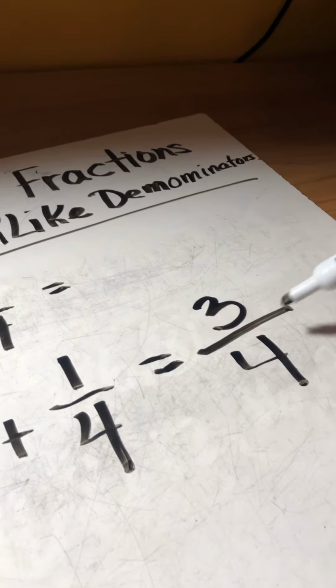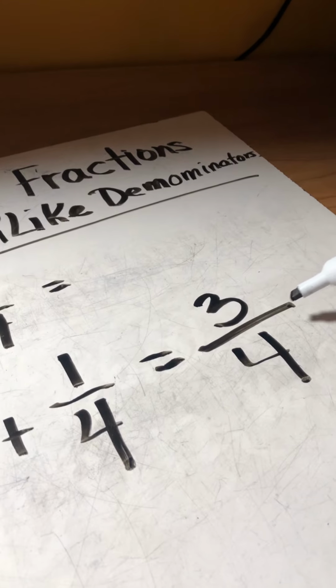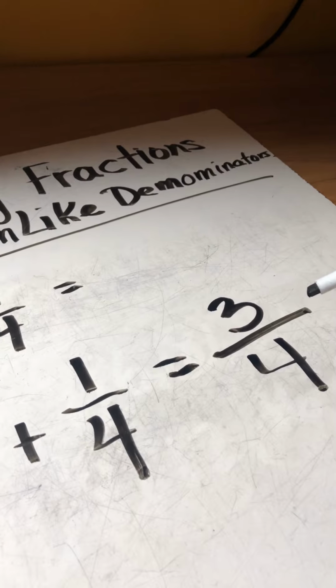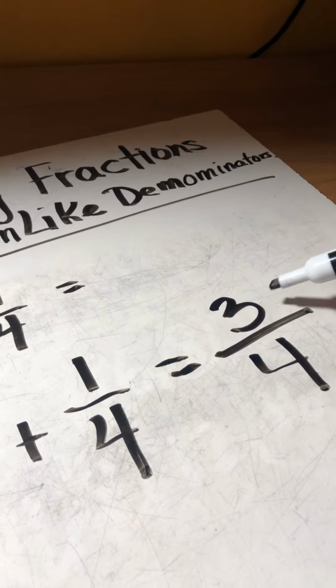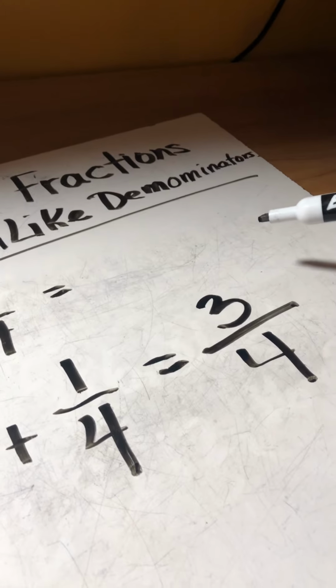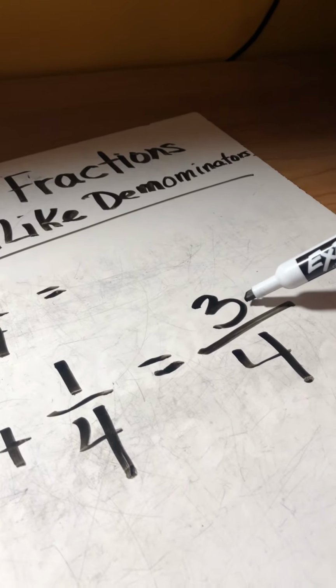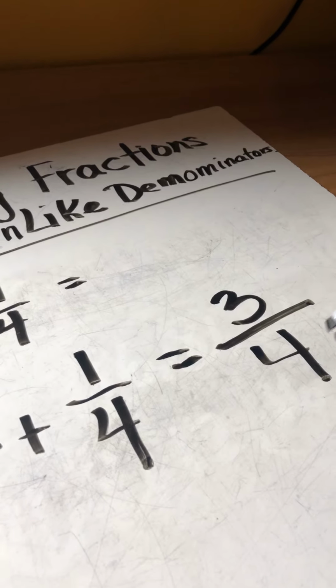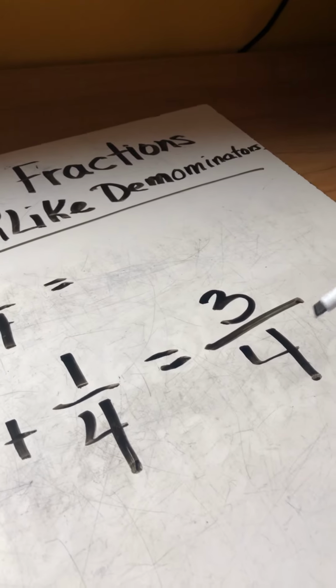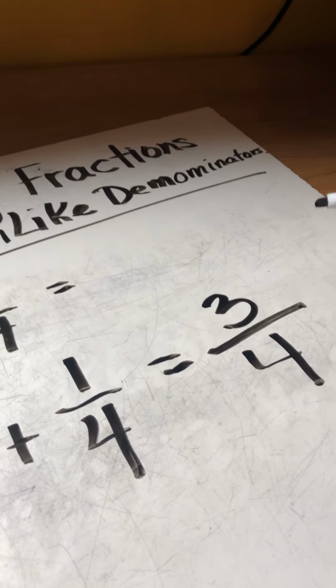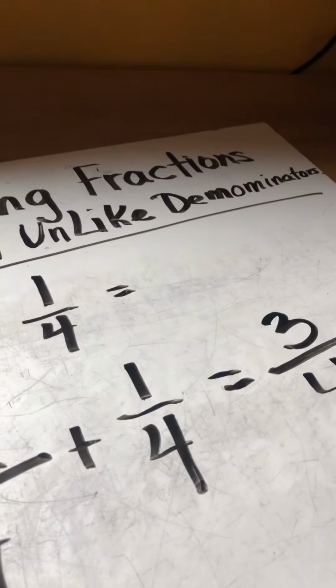So is 3/4 simplified? That means, can anything but 1 go into it? We know that 1 can go into both, but can 2 go into both? Can 2 go into 3? No. Can 2 go into 4? Yes, but not into 3. So the only number is 1, which means 3/4 is simplified.